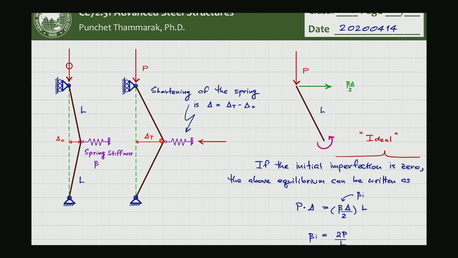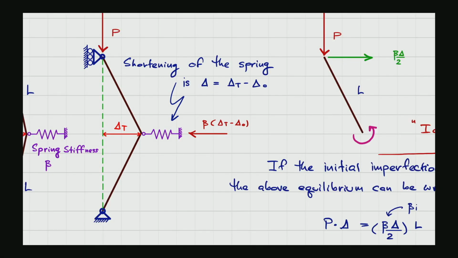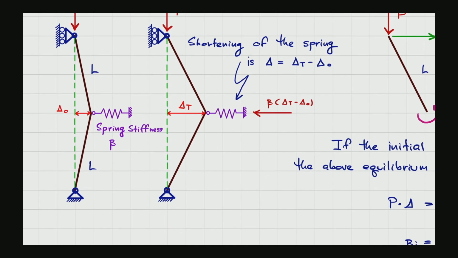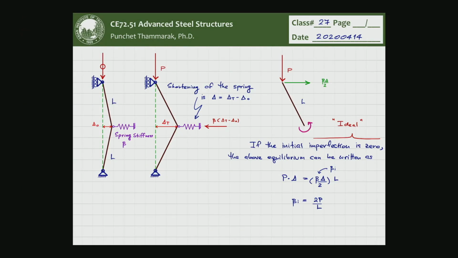From delta naught to delta T you have the lateral deformation of the column, such that the spring is loaded, and the magnitude of the load is going to be, I'm going to write it down, beta multiplied by delta T minus delta naught. So the bracing force is simply equal to the stiffness of the spring, beta, multiplied by the deformation of the spring, which is delta T minus delta naught. So what if the delta naught is equal to 0? Then it is going to be equal to delta T, just that.